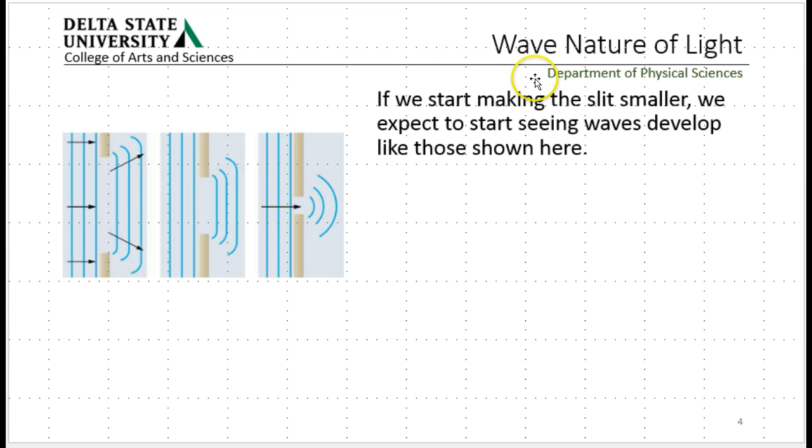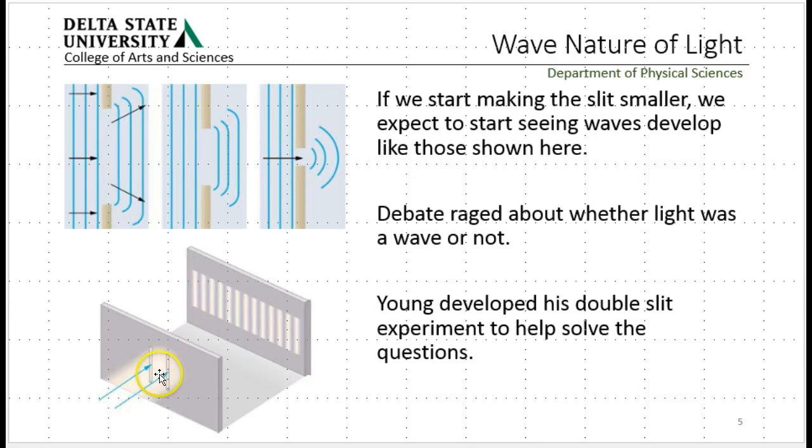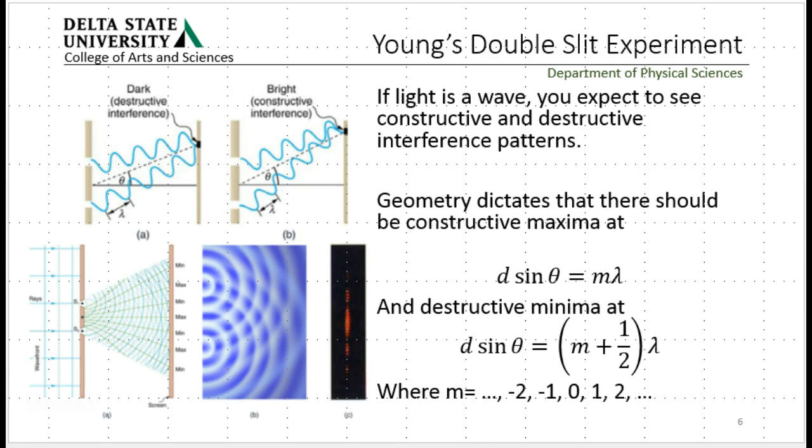So what happens when you start making a slit or the doorway smaller and smaller and smaller? All right. So if light is in fact a wave, you expect to see interference patterns due to the fact that it's a wave. So Young did his double slit experiment where he put two slits in, he shone a light on it, and he looked to see what the pattern was over here. And the goal was to demonstrate that light was in fact a wave.